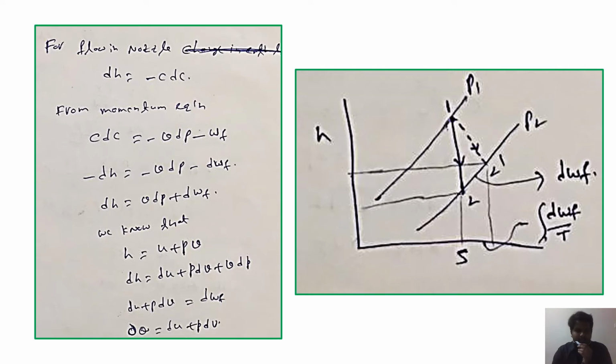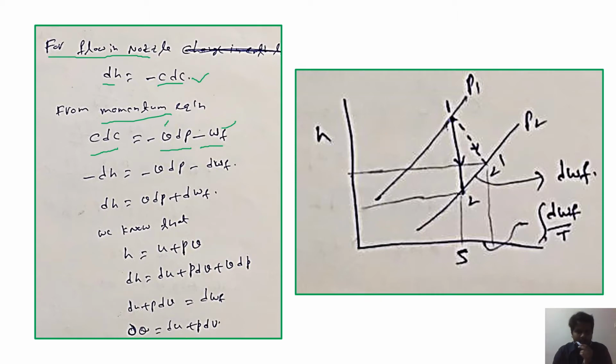Now let us see, for flow in a nozzle, when we apply the first law, we know that change in enthalpy equals change in kinetic energy. Here C is the velocity. This equation we already derived in the previous class, and we also derived the momentum equation, that is CdC equals minus VdP minus dWf. Here V is the specific volume, Wf is the frictional losses.